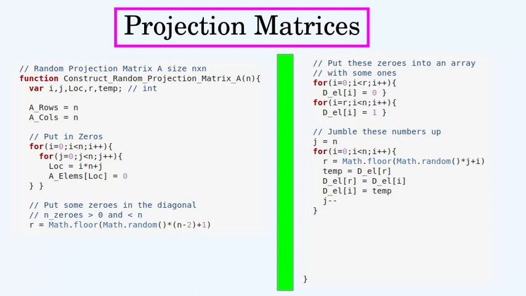So now to jumble up all of these ones and zeros, here using the jumble function. And now we'll insert these numbers into the diagonal. Now we have a simple projection matrix in the standard basis.